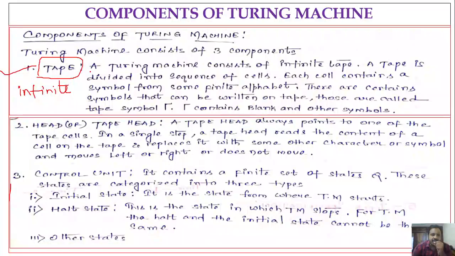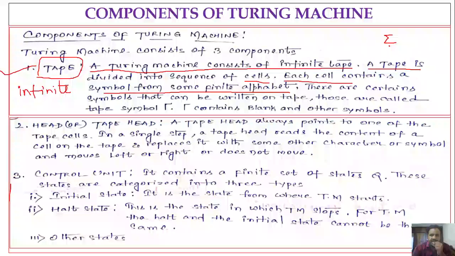The first one is tape. So as I mentioned that this tape is infinite, so a Turing machine consists of an infinite tape. So already we know that a tape is divided into a sequence of cells. Okay, each cell contains a symbol from some finite alphabet sigma. So that means the infinite tape is divided into a sequence of cells. Each cell contains one input symbol that is chosen from the alphabet set sigma. There are certain symbols that can be written on tape. Those are called tape symbols. Okay, and that tape symbol set is represented by tau. Tau contains blank and other symbols.